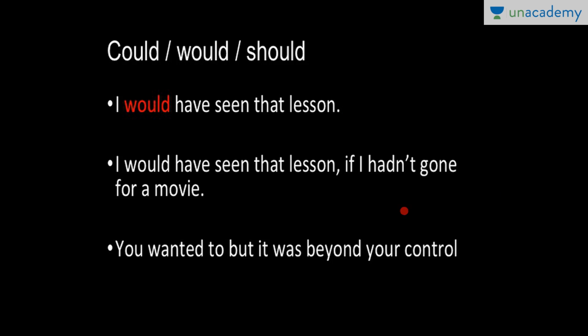Now here the example that I've used is, I would have seen that lesson, if I hadn't gone for a movie. Maybe you were forced by your parents or whatever to go for the movie. That's why you could not see the lesson. But yeah, would basically means that something was beyond your control.